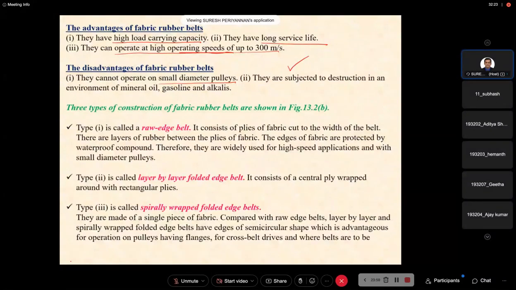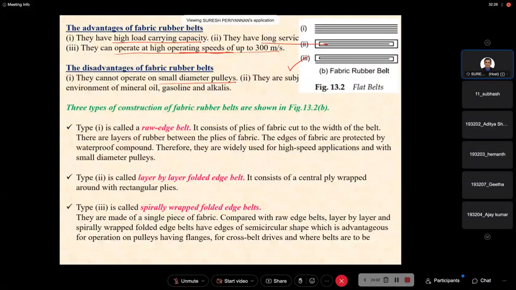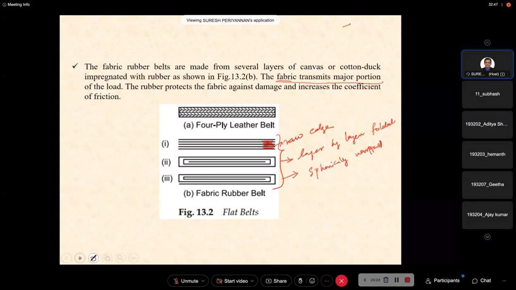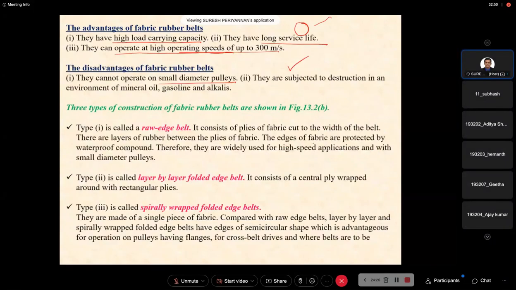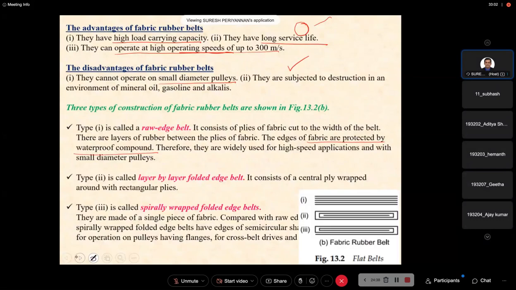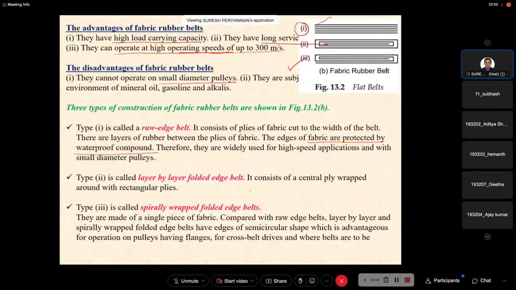And then there are three types. One is the raw edge belt. It consists of plies of fabric cut along the width of the belt. There are layers of rubber between the plies of the fabric, as I told you earlier. The edges of the fabric are protected by a waterproof compound. Therefore, it is widely used for high-speed applications.